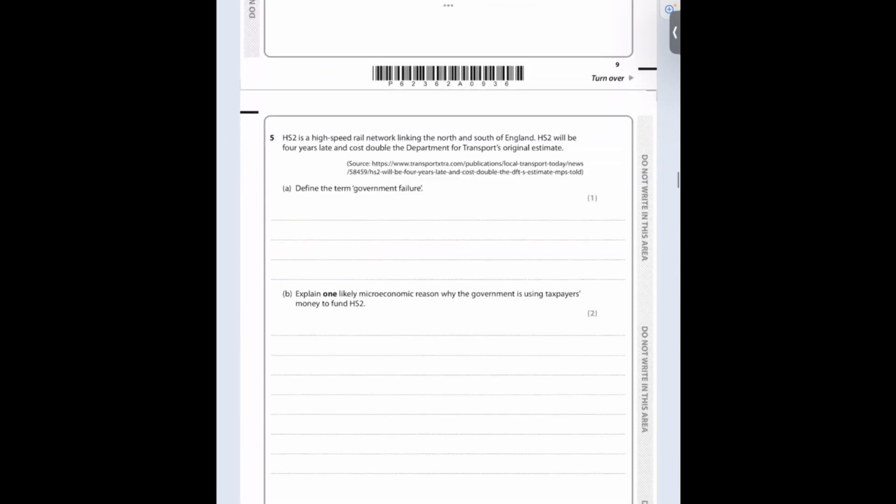Okay, HS2 is a high-speed rail network linking the north and south of England. HS2 will be 4 years late and cost double the Department for Transport's original estimate. Holy schmoly, that's a lot. Okay, so define the term government failure.